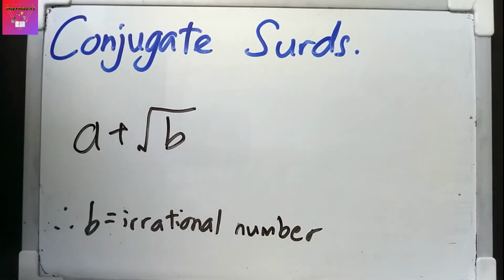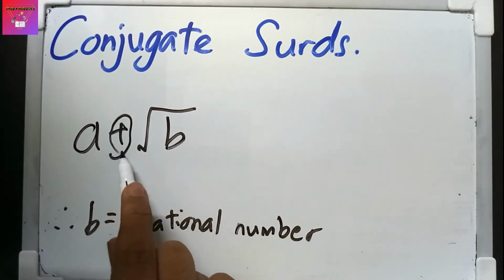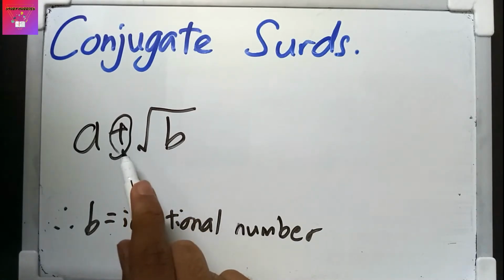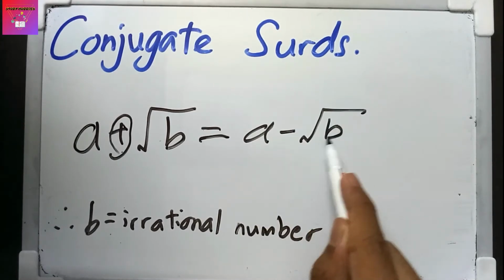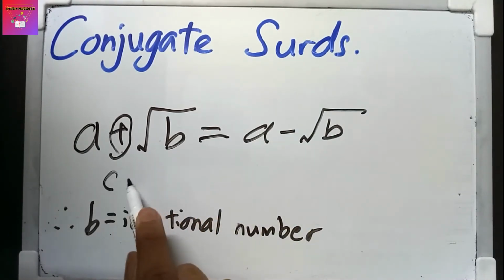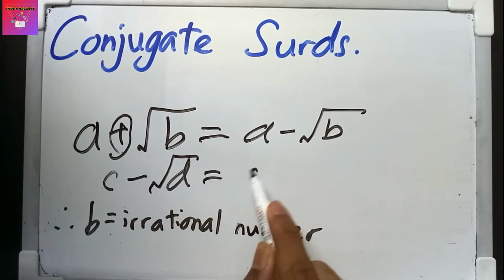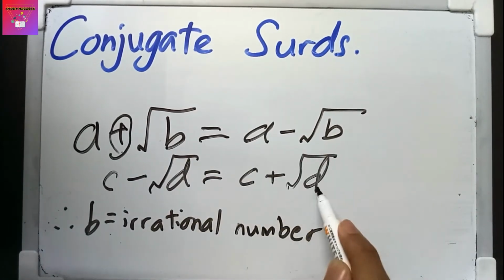So now we are going to move to our next part called Conjugate Surds. The reason for explaining this will be explained in the next part of this chapter. So how do you conjugate a surd? It's very easy. You just have to change the sign which is in front of the root into its opposite. So a minus square root b. Let's say if the question is c minus square root d, you have to change it to c plus square root d. So you just have to change this. That's the only thing you need to do.